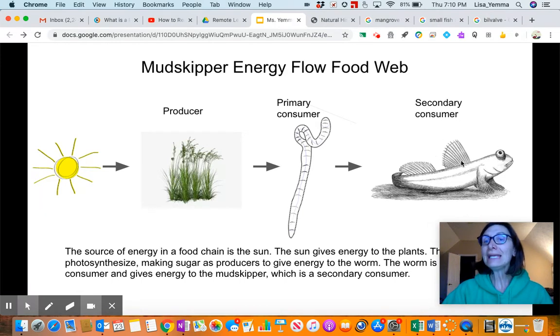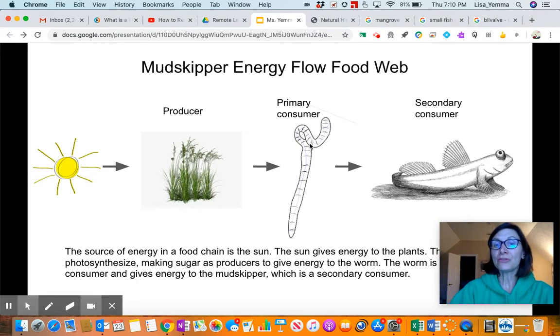So my secondary consumer, my mud skipper, gets its energy from this worm. So the energy goes from the worm to the mud skipper. Notice the direction of the arrow. This is nitpicky, it's small, and it's super meaningful, the direction of the arrow.